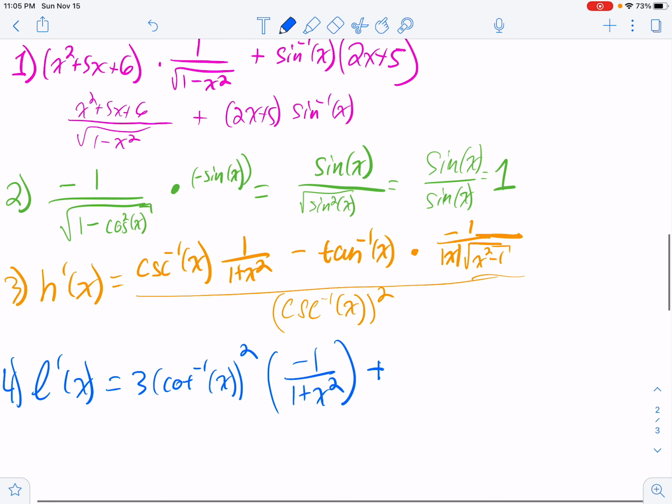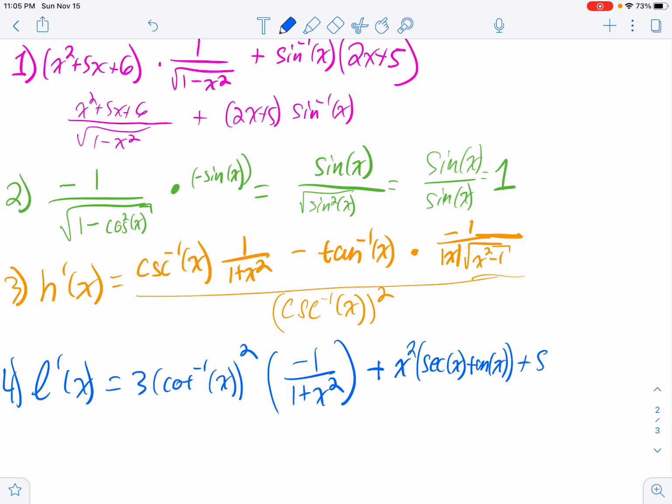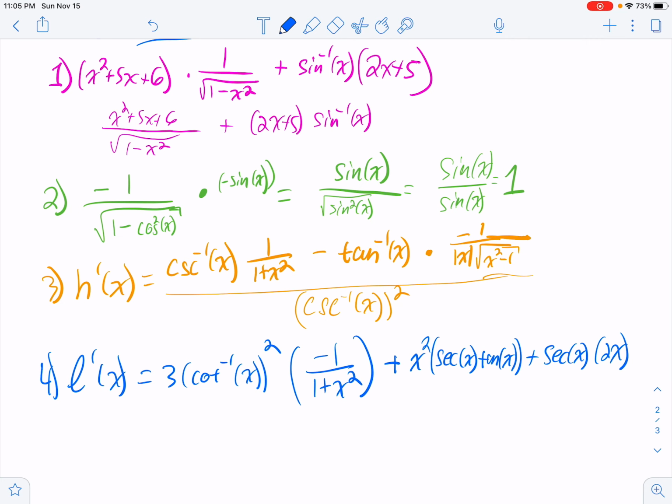So this is going to be x squared, first times the derivative of second, secant x tangent x, plus second times the derivative of first. And there's our answer for number 4. I'll give you a moment to copy all these down.